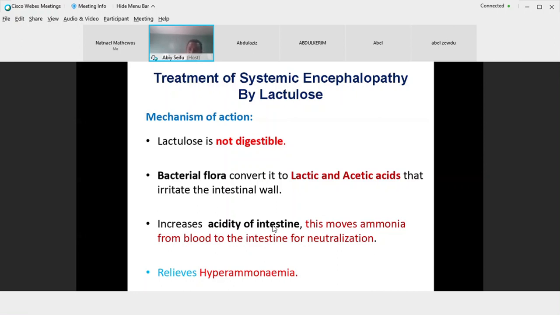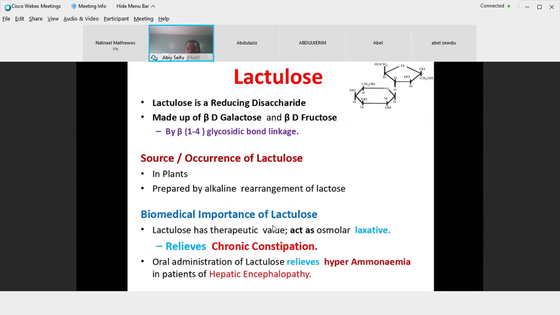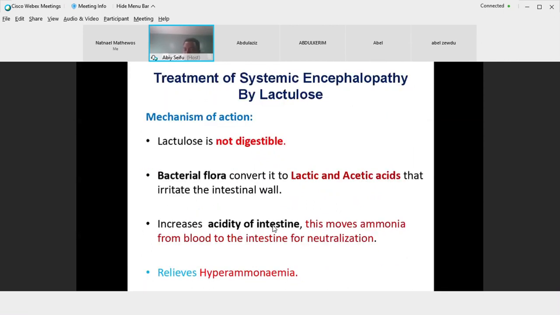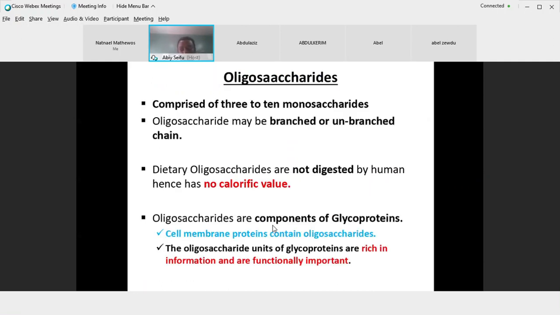Then, to neutralize it, the blood has a high amount of ammonia for individuals who develop hepatic encephalopathy. This ammonia from the blood moves to the intestine in order to neutralize it. That relieves what? Hyperammonemia.